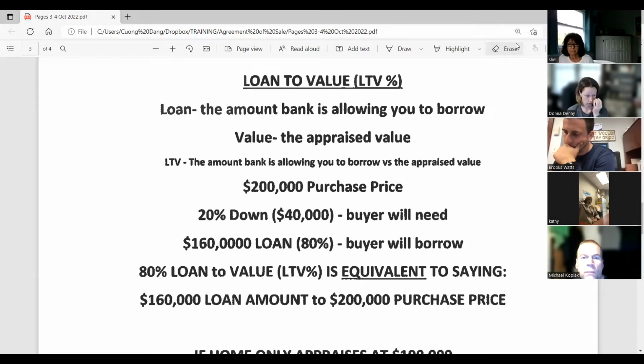Okay, so let's say you have a $200,000 purchase price. Okay, you're putting 20% down. 20% down is $40,000, right? So that's what the buyer will need, $40,000 to buy this house. The other 80% is the loan, $160,000 the buyer will borrow. Okay, so 80% loan to value is equivalent to saying $160,000 loan amount to a $200,000 purchase price. Okay, that's what we're hoping to get. Okay.